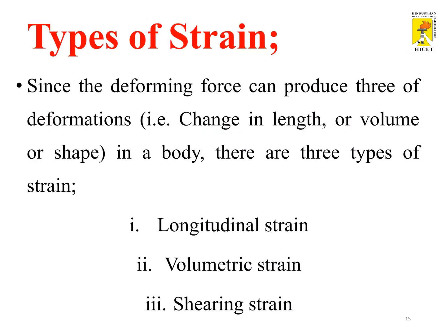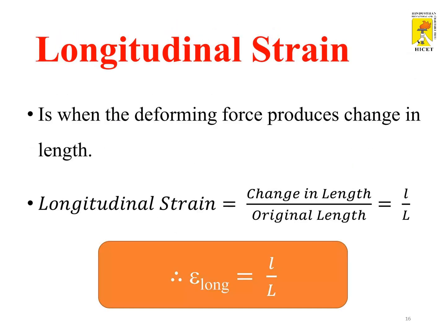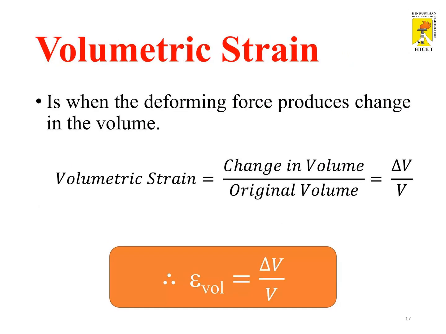So the types of strain we call longitudinal strain, volumetric strain, and shearing strain. Longitudinal strain is a lengthwise change, where the member's span changes. The change in length divided by the original length is the longitudinal strain. There is no unit because mm by mm cancels out. So a strain always has no unit.